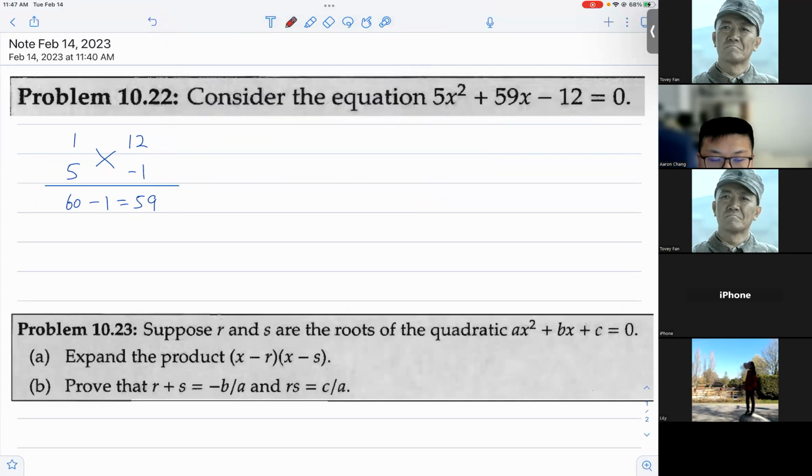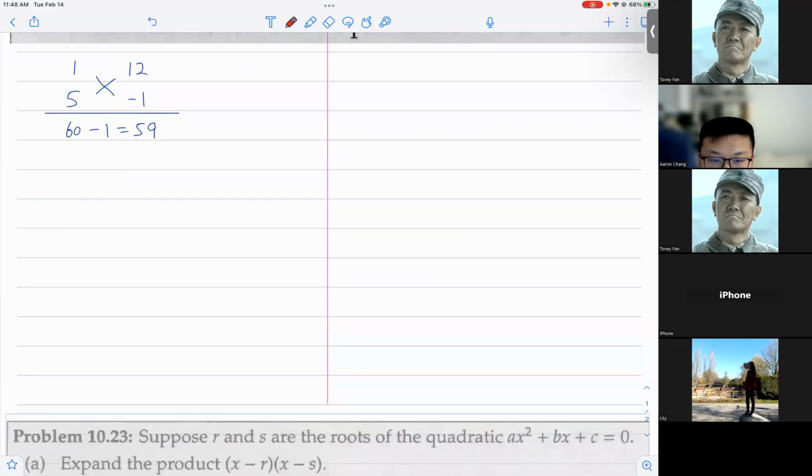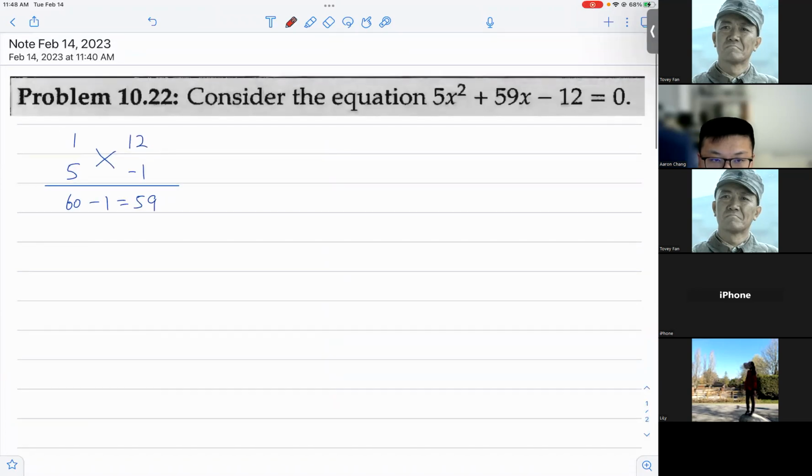But then what? In 1023, it says that R and S are the roots, but then in the product in A, it says that it's the number that's being subtracted. A is being subtracted. Okay, just put this aside for now, okay? Put that aside, because that's letters, okay?